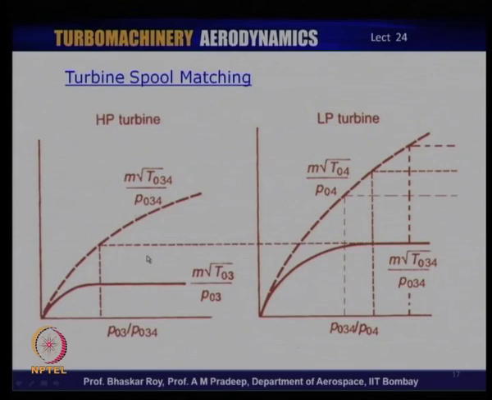Just to take a look at the fact that if you have a multi-stage turbine, you have to match those two spools. So, we were talking about compressor turbine matching, you have to match the two spools. So, you have to match HP turbine with LP turbine. Now, this graph gives you an idea what happens when you have a matched HP and LP turbine.